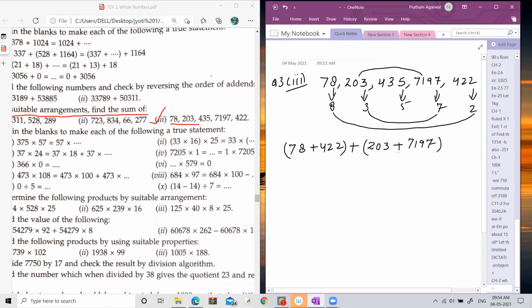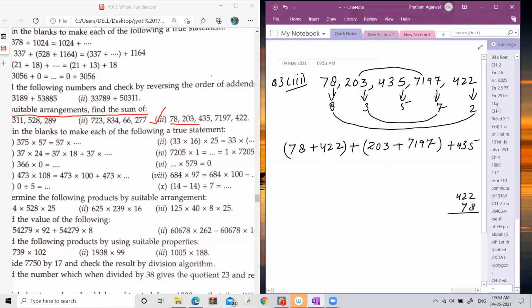Now, 4 numbers we have taken. Only one number is left, which is 435, because there is no other number to make the pair. That's why you have to write 435 as it is. Now find the sum of these two numbers. You can find the sum in a rough column.